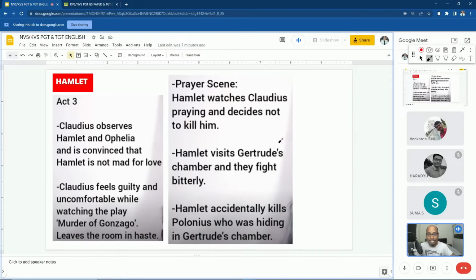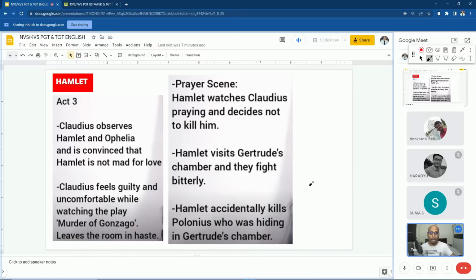Then Hamlet visits Gertrude's chamber and they start fighting bitterly. And in that confusion, what happened? Somebody started shouting behind the curtain. And Hamlet thought that it was Claudius standing behind the curtain, and he stabbed him with his sword and killed him, but actually it is not Claudius, it is Polonius. So Hamlet accidentally kills Polonius, who was hiding in Gertrude's chamber.